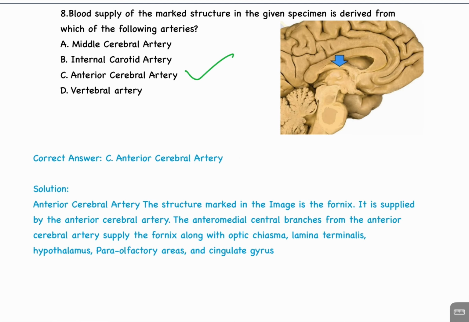The structure marked in the image is the fornix. It is supplied by the anterior cerebral artery. The anteromedial central branches from the anterior cerebral artery supply the fornix along with the optic chiasma, lamina terminalis, hypothalamus, para-olfactory areas, and cingulate gyrus.